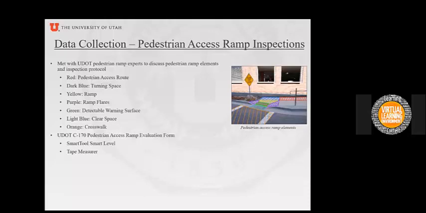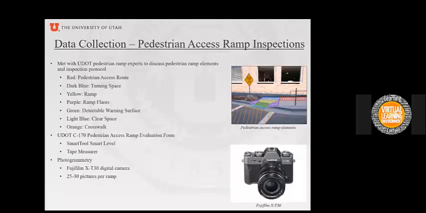And if a ramp fails, then it needs to be discussed what needs to be done to fix this pedestrian access ramp and make it an acceptable and passing ramp. So the main takeaway from this UDOT meeting and gathering information regarding these ramps is that the slope tolerances are very important for UDOT to pay attention to, because it can be the difference between a ramp passing or failing inspection.